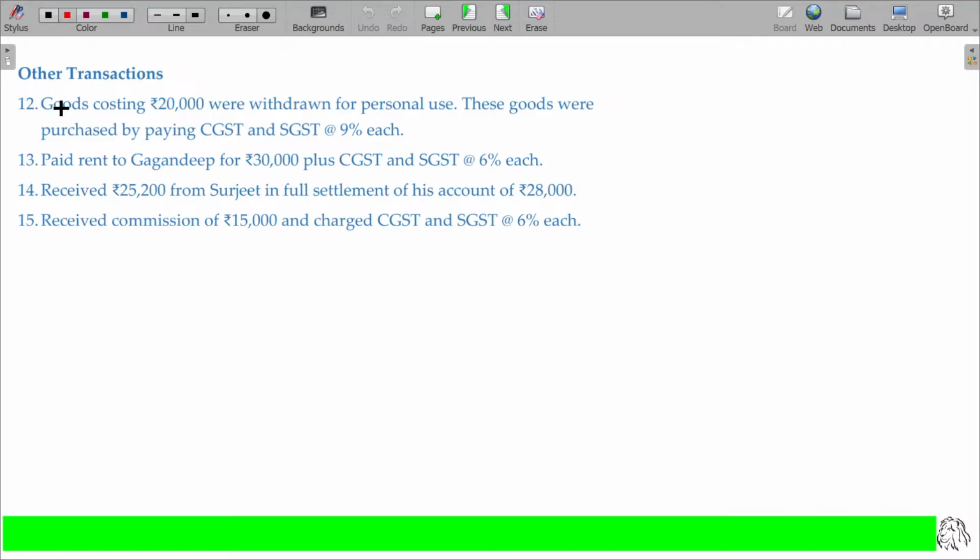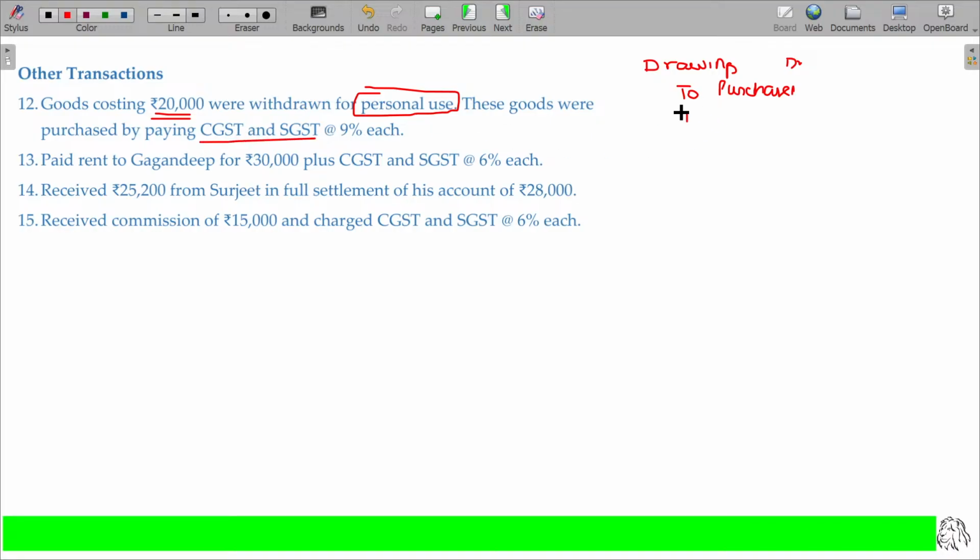Some other transactions here related to GST application. Goods costing 20,000 were withdrawn for personal use. Personal use. It's a reversal of purchase return. Just similar to the purchase return. It's not sales. Then entry being drawings upon debit to purchases. Along with the purchases, the applicable GST also has to be reversed.